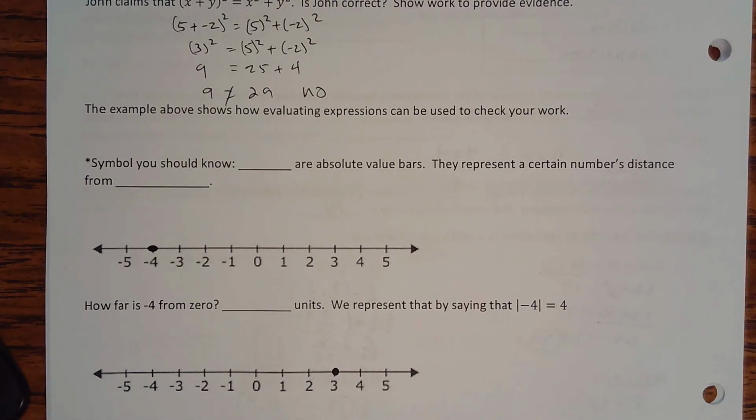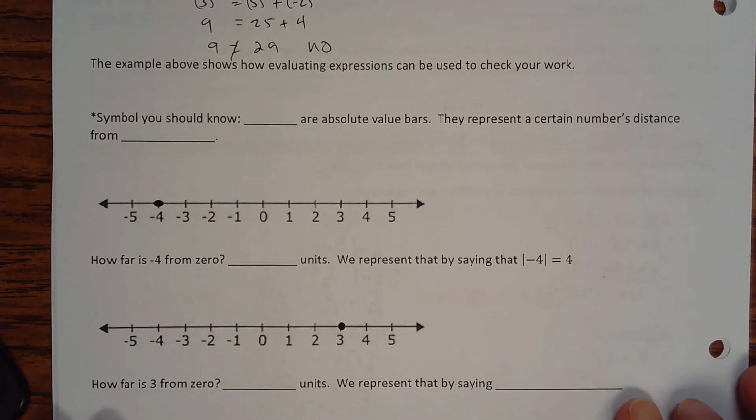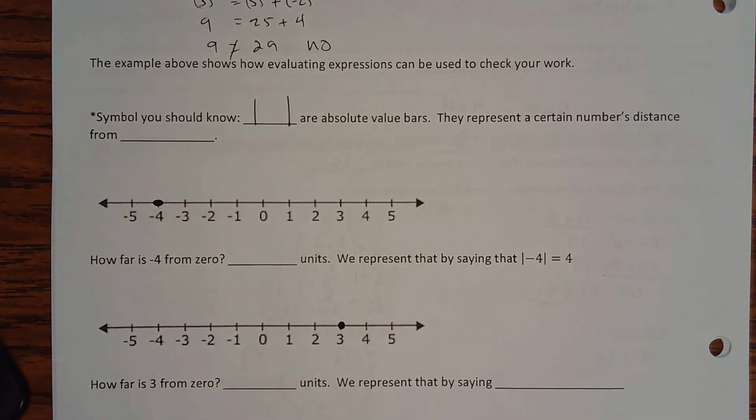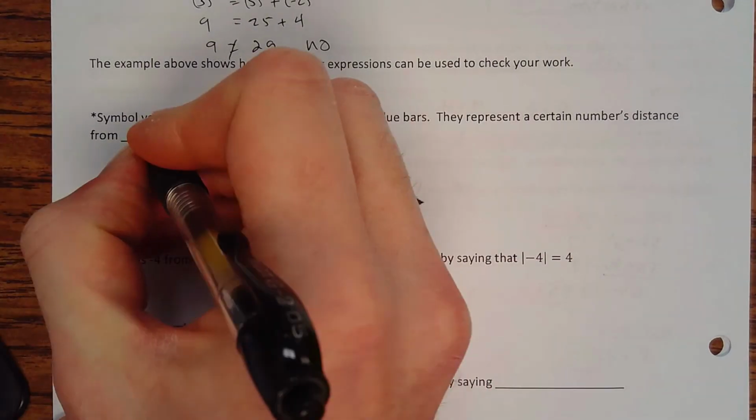A symbol you should know. Okay, so this is kind of looking ahead to a few lessons from now, is the absolute value bar. So if you see this, there's two just straight up and down lines. Those are absolute value bars. They represent a certain number's distance from 0.